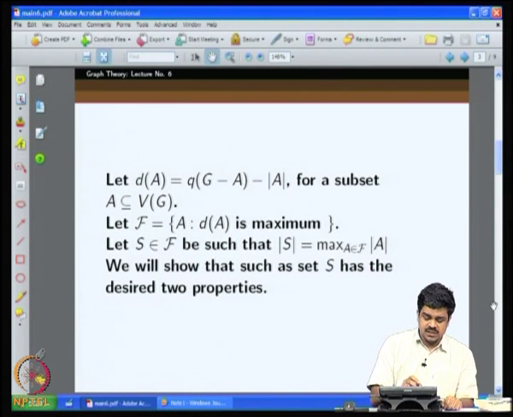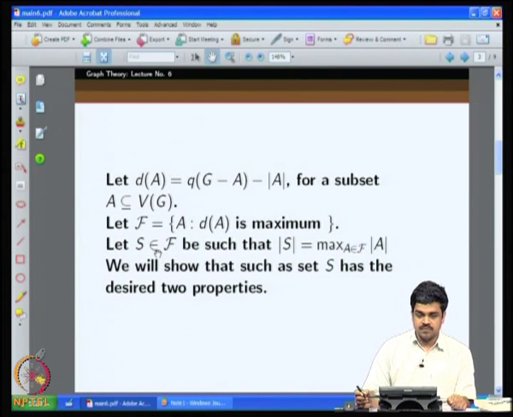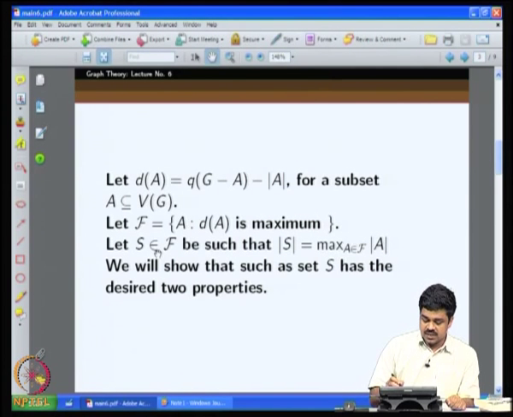And now, we considered this set F, a set of sets, where we collected all those sets which have the maximum value of D of A, the biggest. It is not that there is a unique subset A such that D of A is maximum, there can be many. So, collect all of them. Among them, we pick up the biggest set, that means the biggest cardinality set from the sets in F, that we call S. So, this S has two properties. One is that D of S is bigger than or equal to D of A for any other set A, and also among the sets which have D of A maximum, this S is the biggest cardinality set. So, we will show that such a set S has the desired two properties.